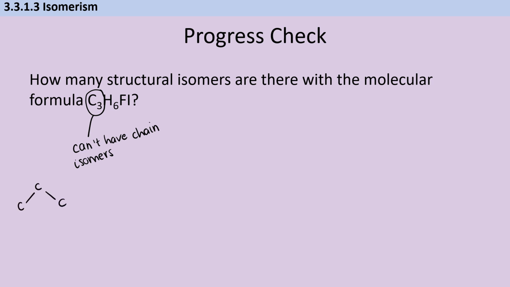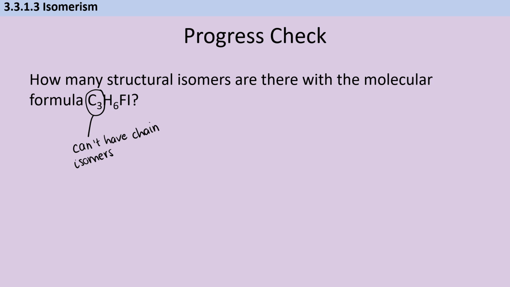So if you think about a normal propane chain, if we were going to have a chain isomer, it would have to be a C2 based molecule, and then that extra carbon would need to be a methyl group coming off it. But because it has a main chain that's only 2 carbons long, as soon as you add that methyl group, you're back to a chain of 3.